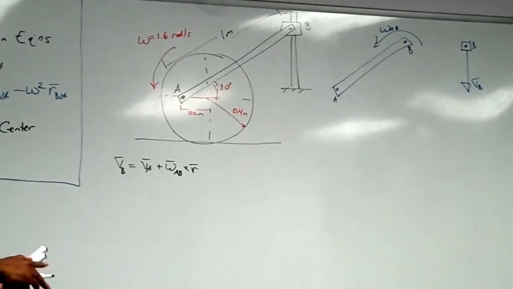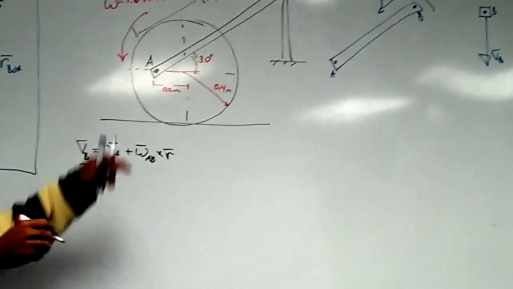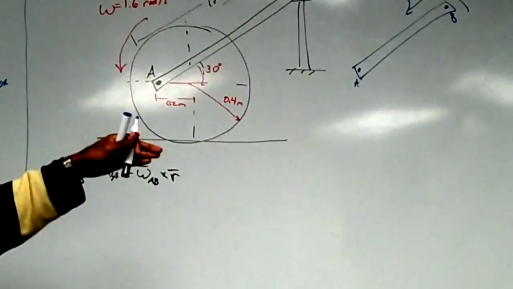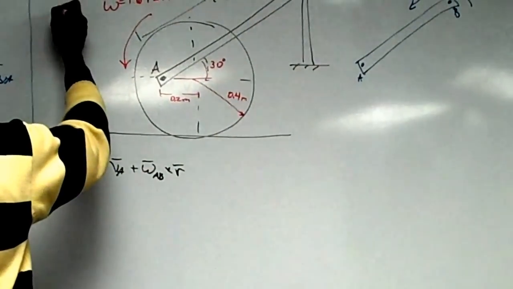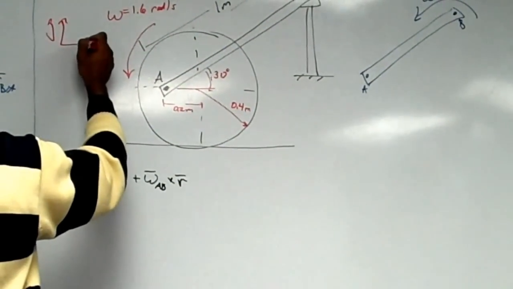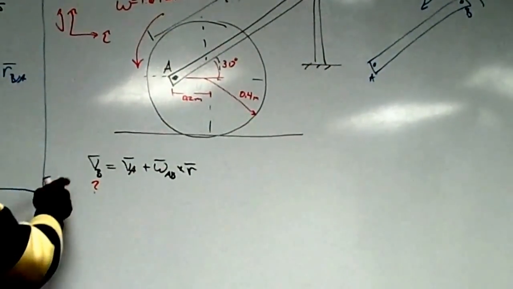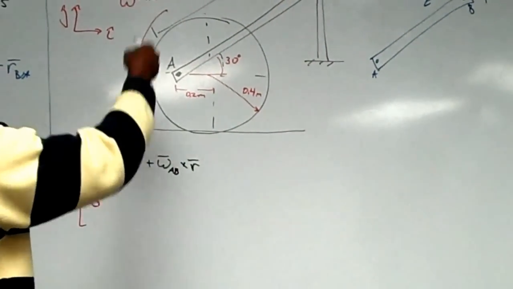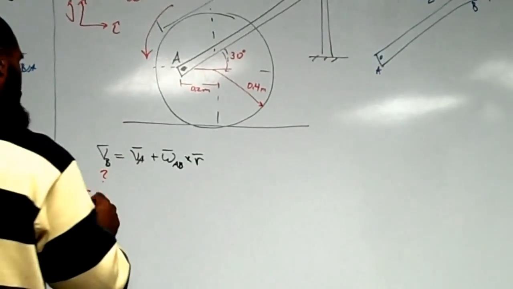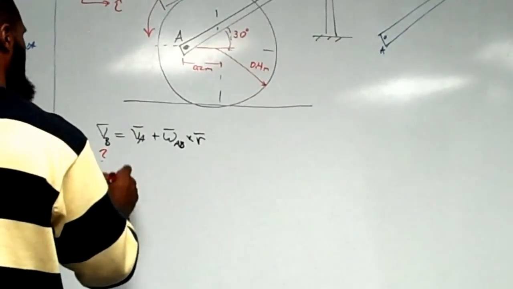What don't I know? Well, I don't really know VB, except that I know it's confined to move up and down. So it's confined in the J plane. So let me just put that down here. We're going to go with the J and I hat convention. Okay? So I don't really know all of VB. All I know is that it has no horizontal component because it's confined to move in the slider. And I know it's got some vertical component. I just call it V sub B in the Y direction. Okay?